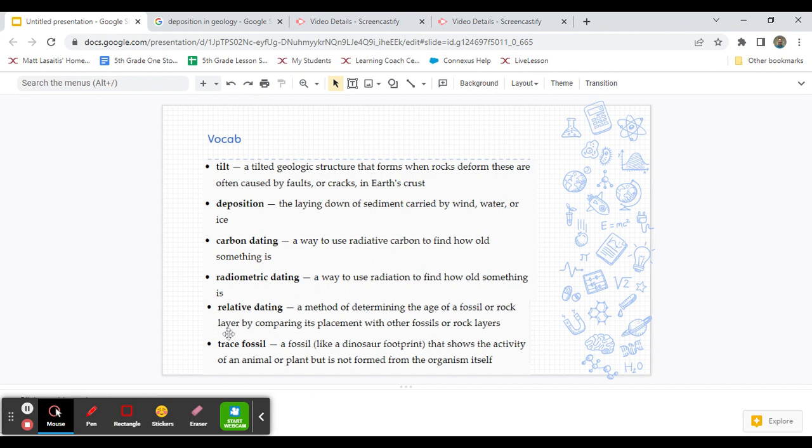And the last one here is a trace fossil, which is a fossil, but it's a fossil not of the organism itself, but of the activity. So, like a dinosaur footprint, or maybe some leftover activity of a fight where you can see some claw marks in the ground. That would be a trace fossil. So, it shows the activity of plants and animals, but not the organism itself.